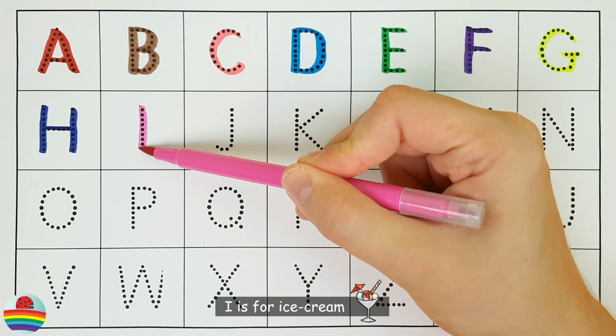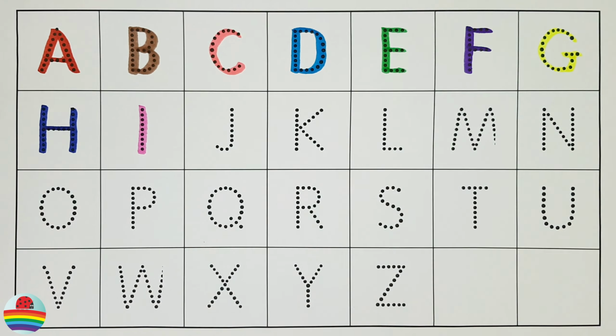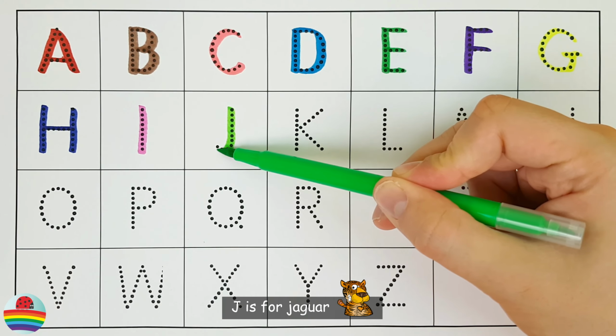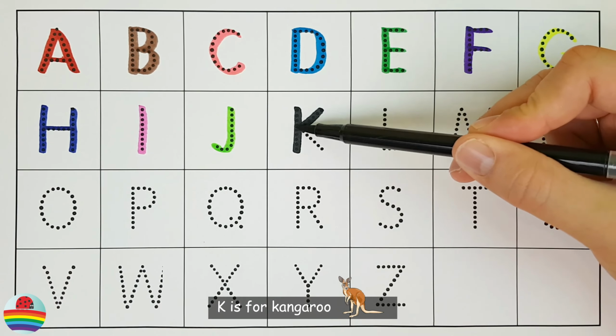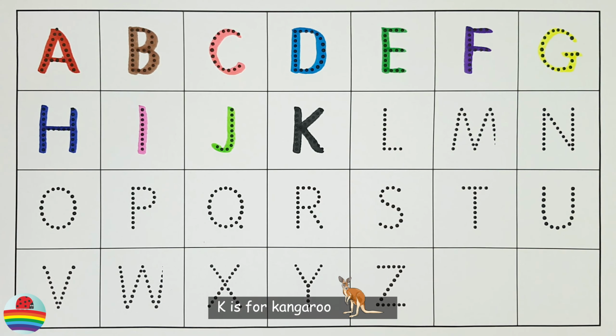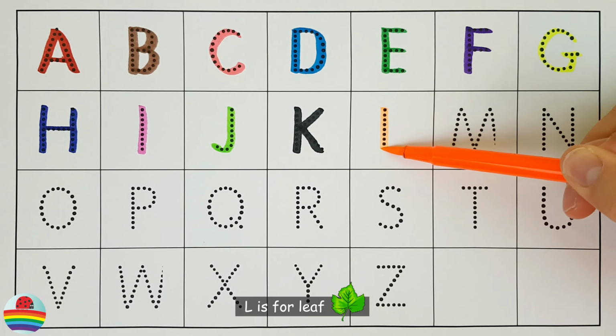I. I is for ice cream. J. J is for jaguar. K. K is for kangaroo. L. L is for leaf.